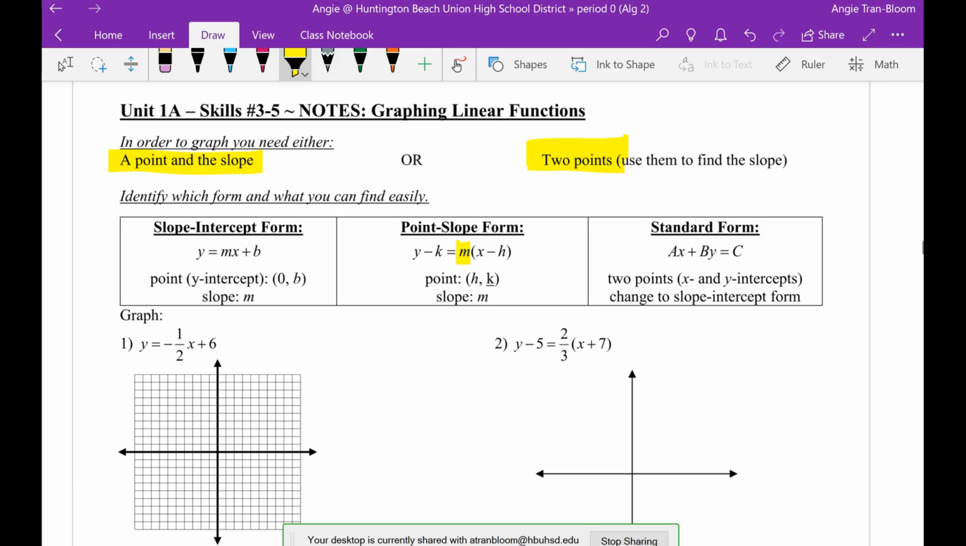H comma k. We have been using y minus y1 equals m times x minus x1. Is that still okay? For this particular case, which one is the point? X1 and Y1. Yep. Okay. So either form is perfectly fine. There's no difference.